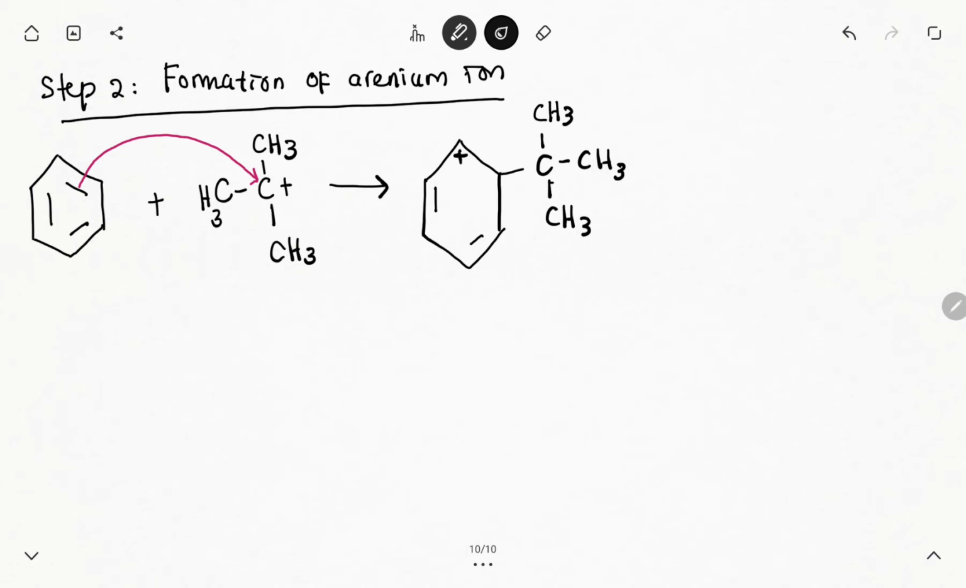Remember, this arenium ion can form resonance structures. What happened? The bonding pair closer to the positive charge changes position here. So this is the new location of the double bond, using this arrow, and the new resonance form. This is the new double bond and this is the location of the positive charge, with the remaining double bond and our alkyl group.